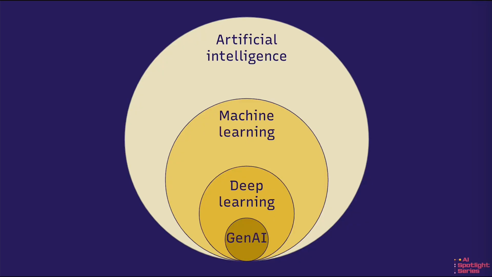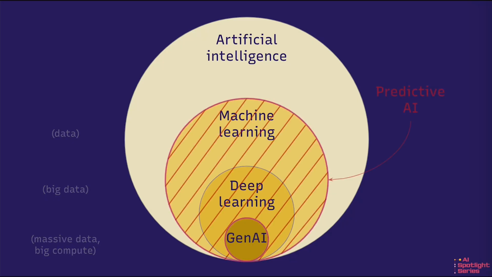So we talked about how AI is our suitcase word, and machine learning is a subset of AI that uses data. And deep learning is a subset of machine learning that uses big data. So generative AI is a subset of deep learning that uses massive amounts of data and big compute. So generative AI is inheriting all of the features of machine learning, namely the probabilistic nature of it, all of the features of deep learning, namely the black box nature of it, and it has some unique characteristics unto itself.